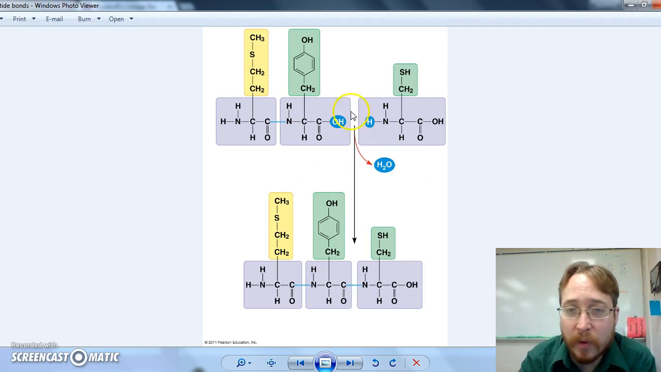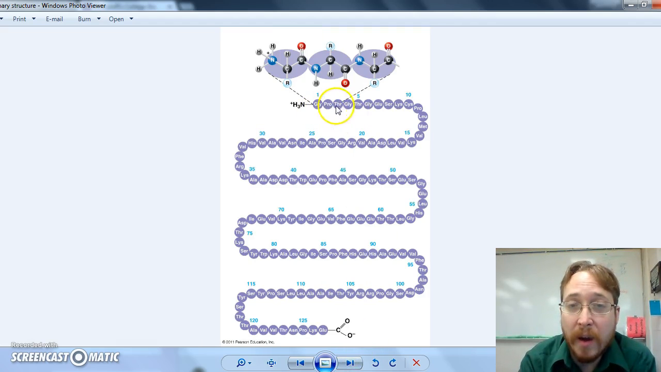Well, they undergo our favorite condensation reaction. We have the amine side and the carboxyl side, and they lose some water, and in so doing, they form a peptide bond. And so the primary structure of a protein is called a polypeptide. And that is a long chain of linked amino acids. So this one has 127 amino acids, all linked together through condensation reactions to make peptide bonds.